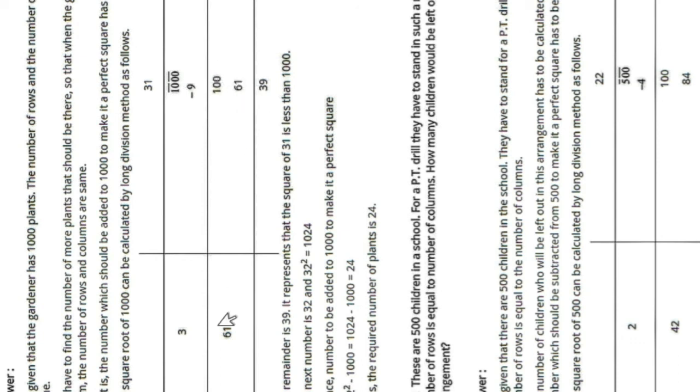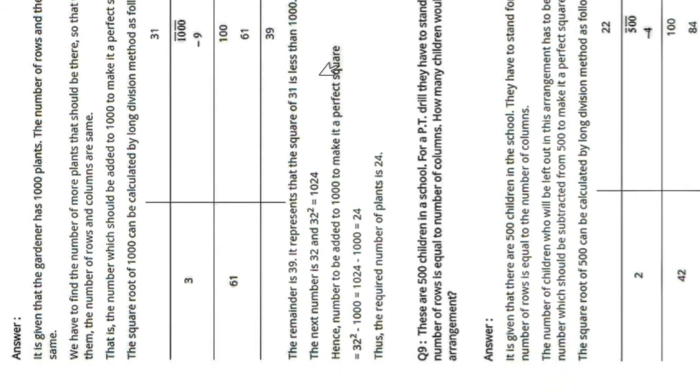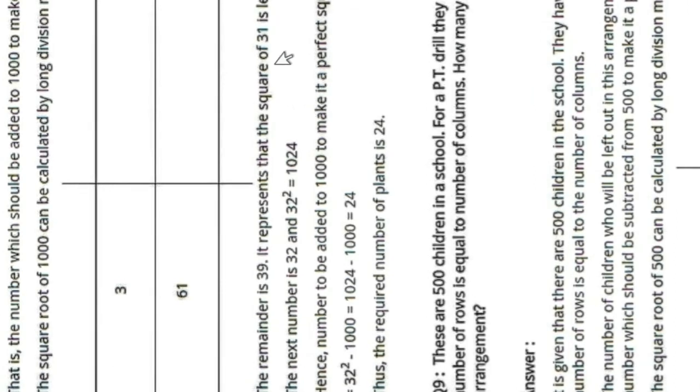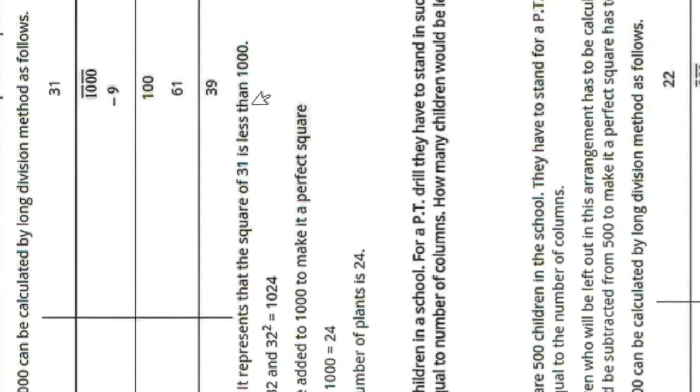So now 3 plus 3 is 6. Now put the number next to 6 in such a way that the multiplication of the same number should give this number here. But it is not possible. So we will do 61 ones are 61. So the remaining is 39. Now the remainder is 39. Here we are getting the remainder 39. It represents that the square of 31 is less than 1000.